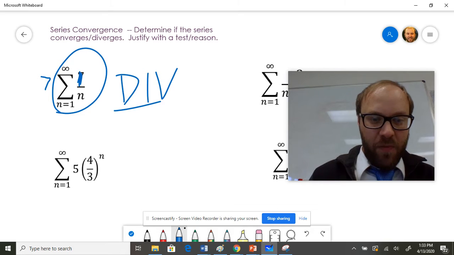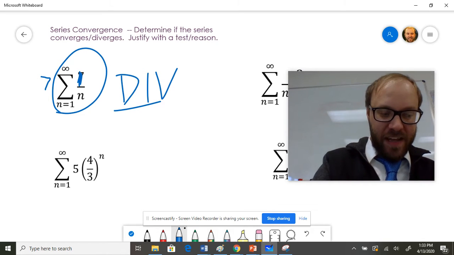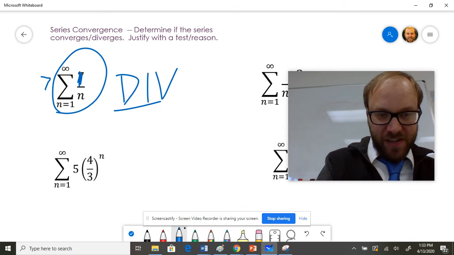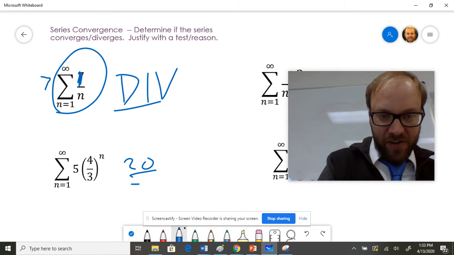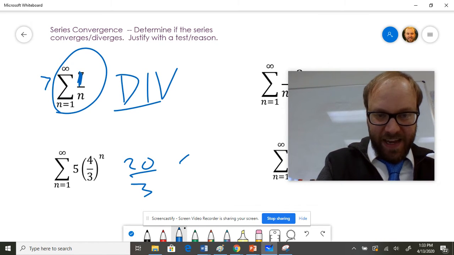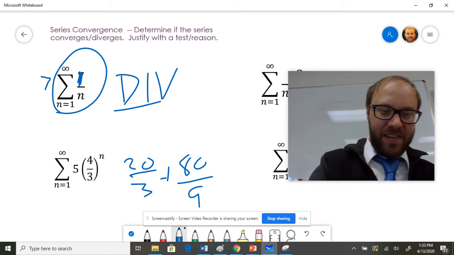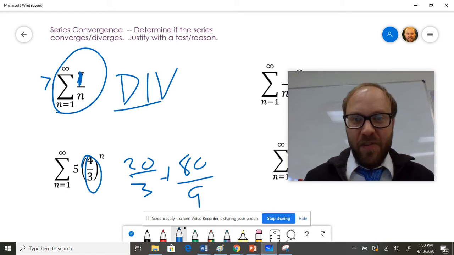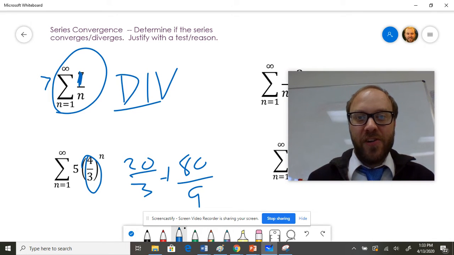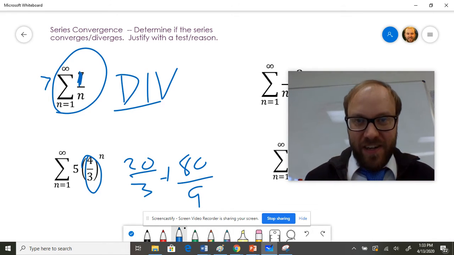All right, second one here. If you notice, you're constantly multiplying by 4/3 here. So once again, you could list out some terms and you could figure out that your first term there, I think, is going to be 20/3, and your next term is going to be, I think, 80/9 maybe, and so on. But you should be able to tell if you've got a value being taken to a power, you're consistently multiplying by 4/3. This is a geometric series, okay?